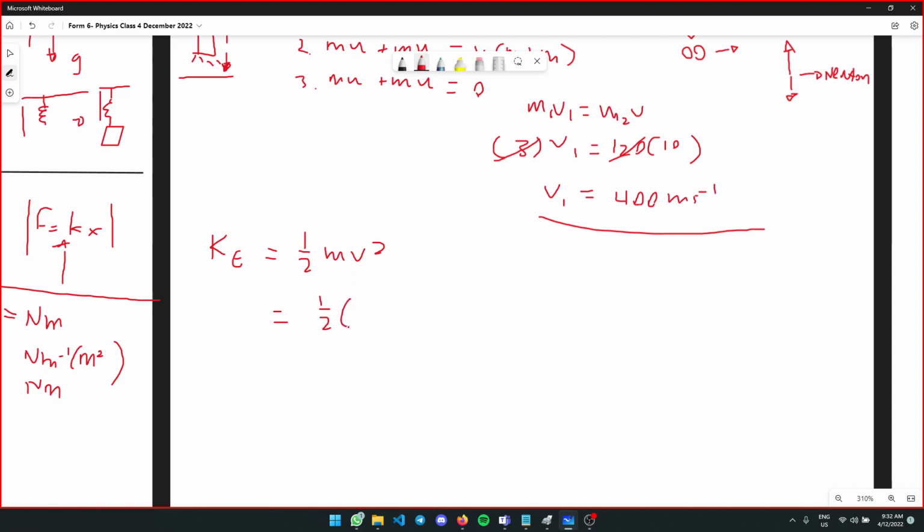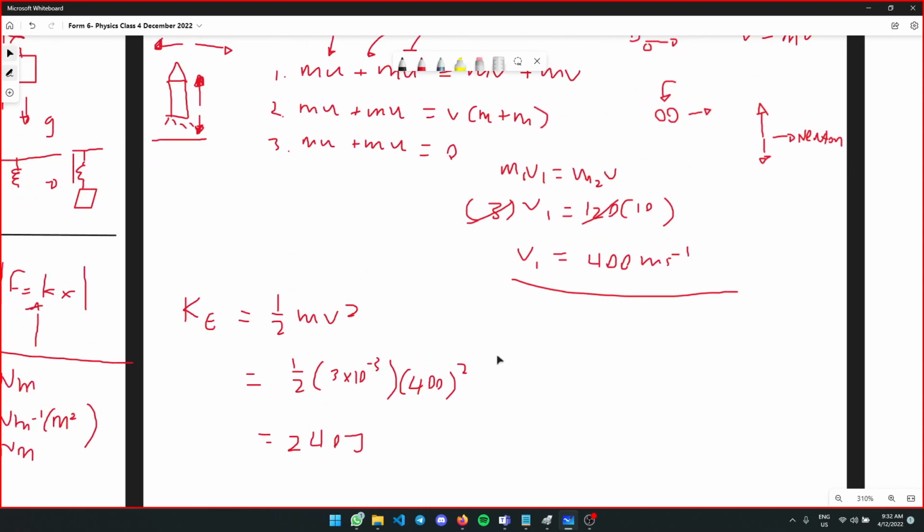And now you have to use SI units. Just now we didn't use SI units because the mass units cancel out, but here they don't. So I'll go for 3 times 10 to the power of -3, and the velocity is 200. Then you'll get something along the lines of 240 joules. That will be your final answer.